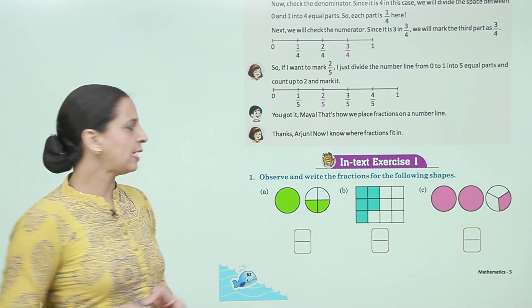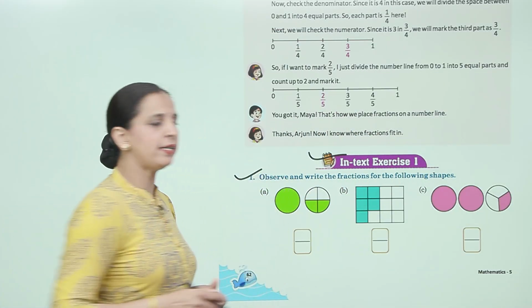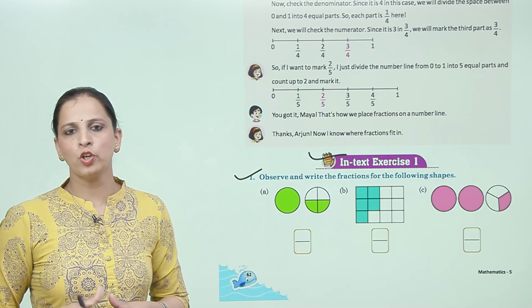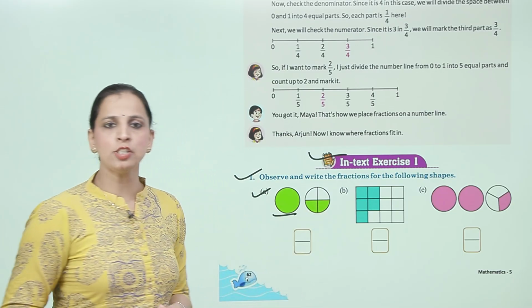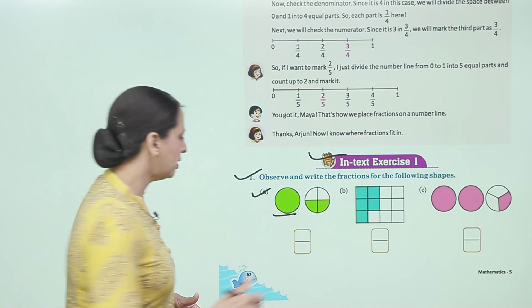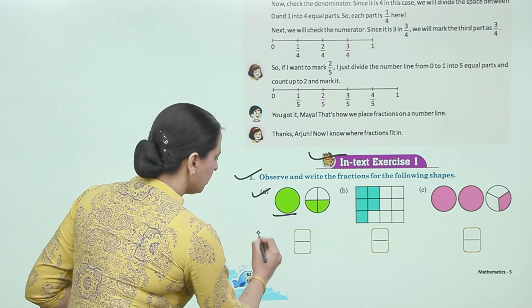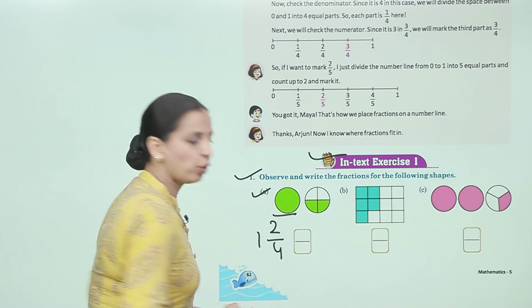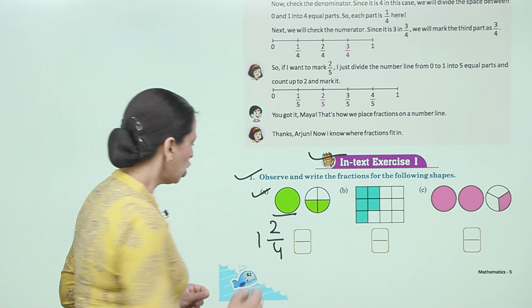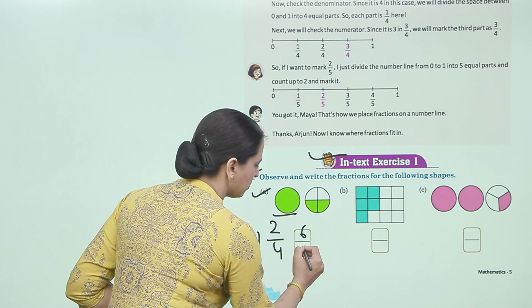Now, in Text Exercise 1, question number 1, observe and write the fractions for the following shapes. Now, A part, 1 is whole and next is a total of 4 parts and 2 are colored. That is 1 complete and 2 out of 4 equal parts are colored. So, 4 plus 2 is 6 by 4.